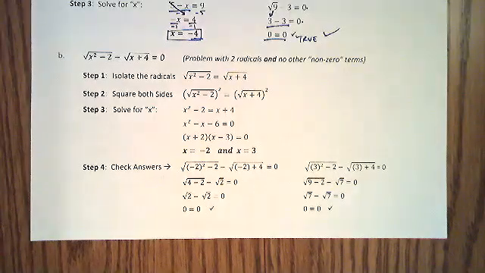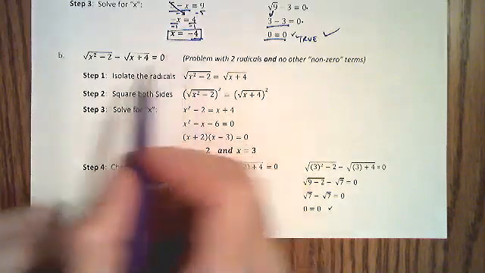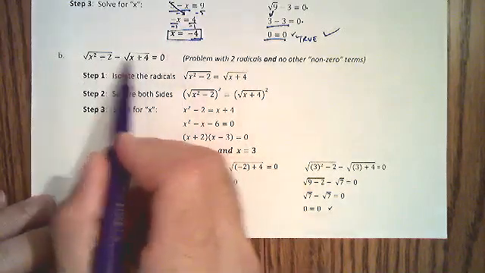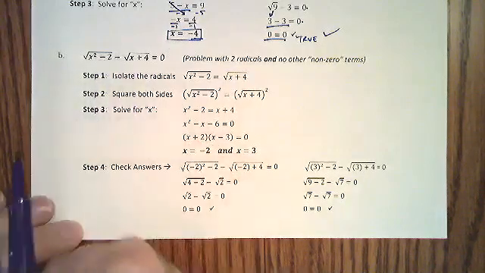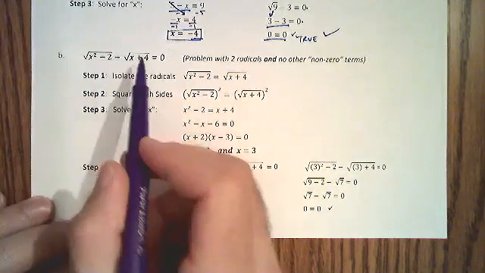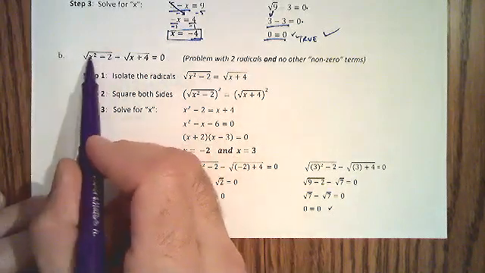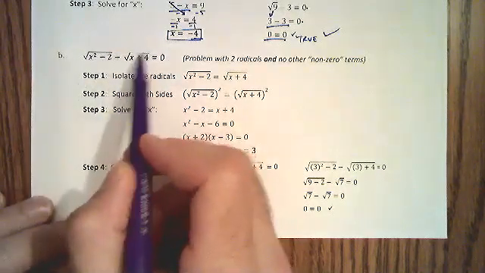All right, so here's our next example, example B. In this problem, we have two radicals that are being subtracted. Now the insides are different, so these are not like radicals. We cannot combine them. They have to stay separate. We have the square root of x squared minus 2 and the square root of x plus 4.